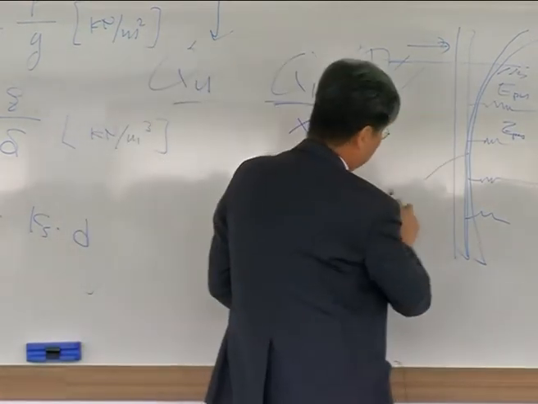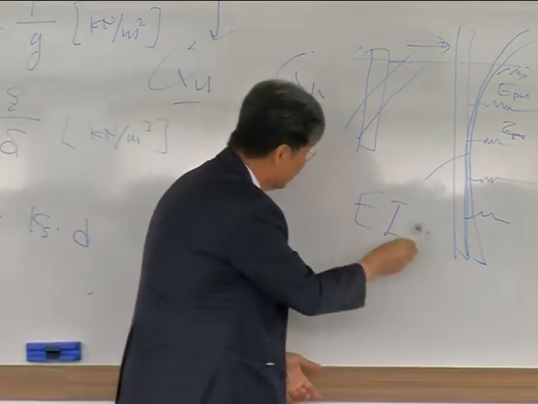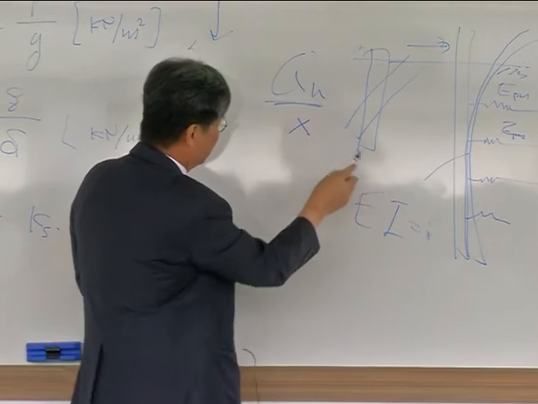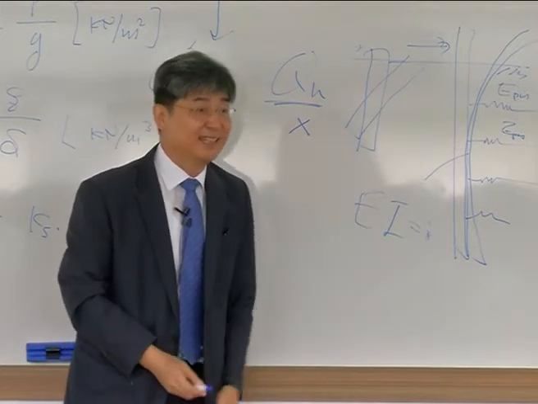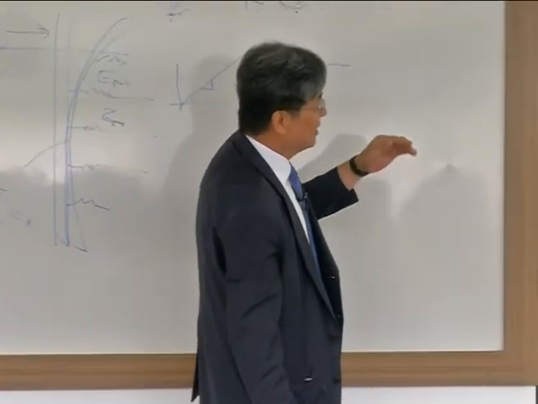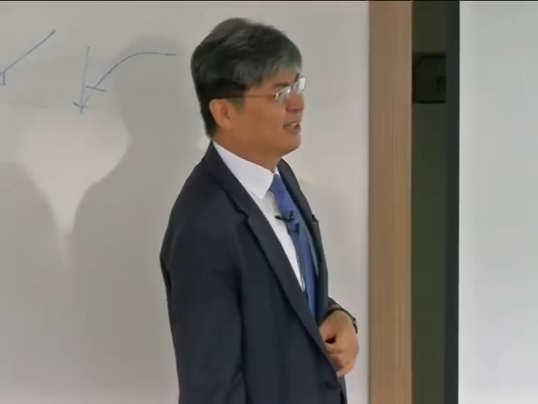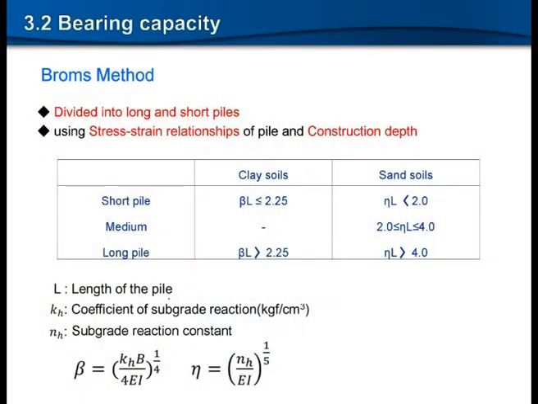There is some EI of the structure. If this value is too strong, it is a rigid body motion, and we call this a short pile. A long pile is a flexible pile. A short pile is called a rigid pile. It's the same meaning. So depending on the pile, it divides into short, medium and long piles, and depending on different soils, clay or sandy soil, the pile has some factors.